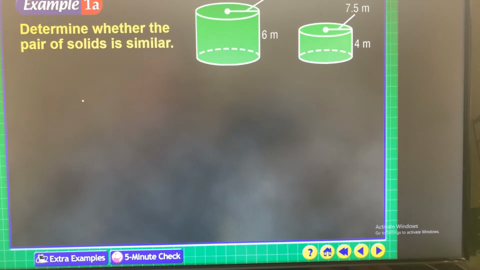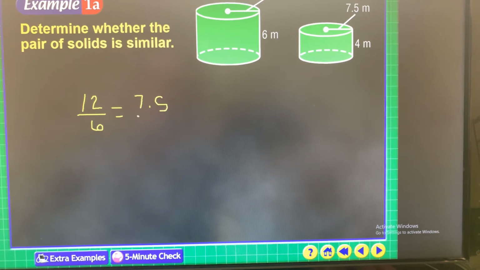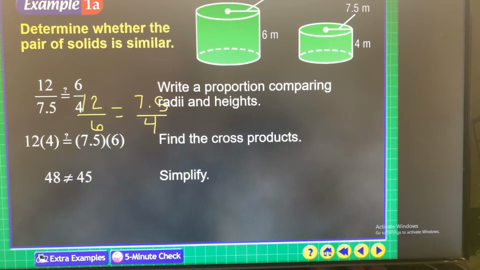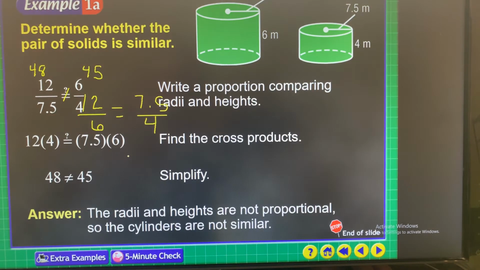So how you set this up, radius over height equals radius over height. Do your cross multiplying and you'll see I do not get the same thing on both sides. I get 4 times 12 is 48 and 7.5 times 6 is 45. They don't equal each other, therefore they're not similar.